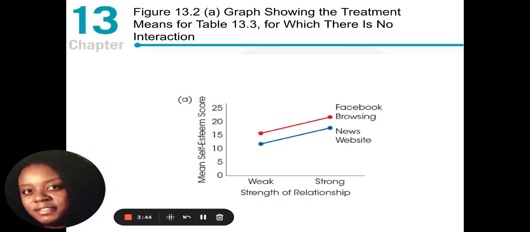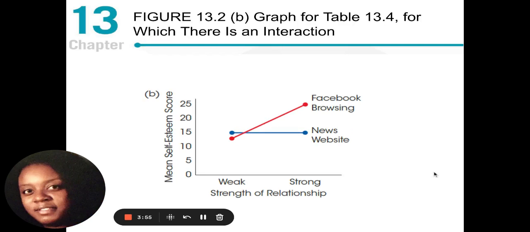So we have figure 13.2, which is a graph that shows us the treatment means for table 13.3 in the textbook, for which there is no interaction, so there's no crossing of lines. And then here's figure 13.2, which is a graph for table 13.4, which shows there is interaction, and we can see those two lines crossing.